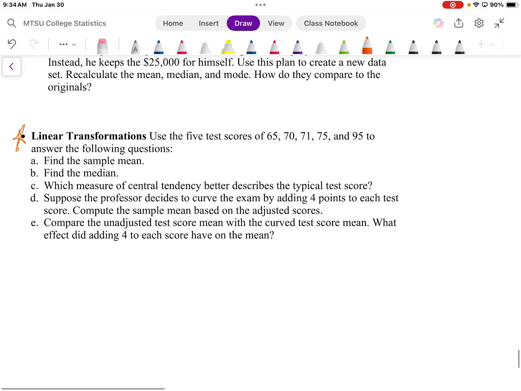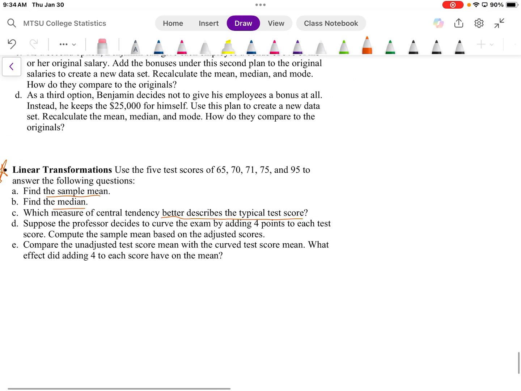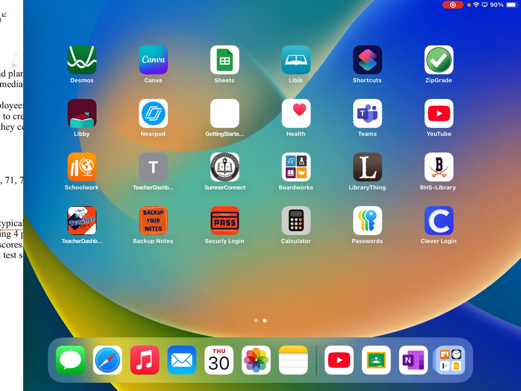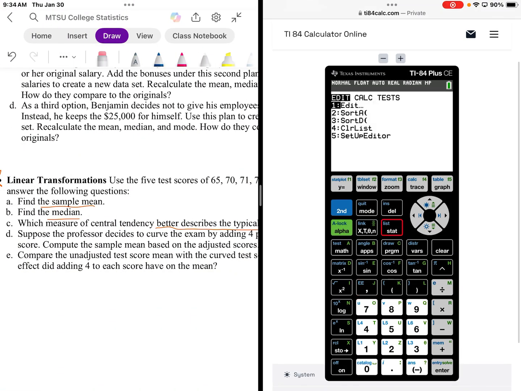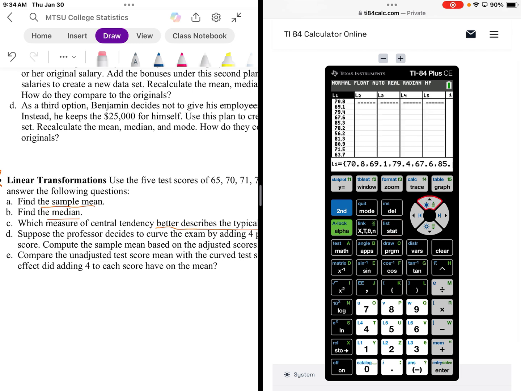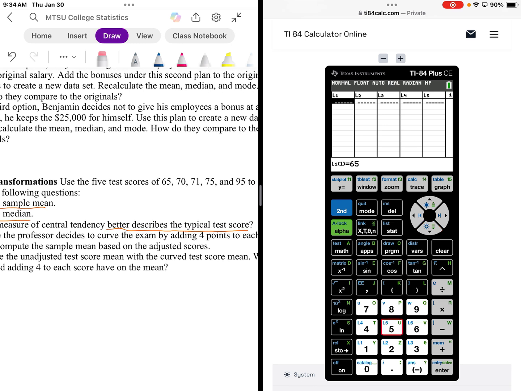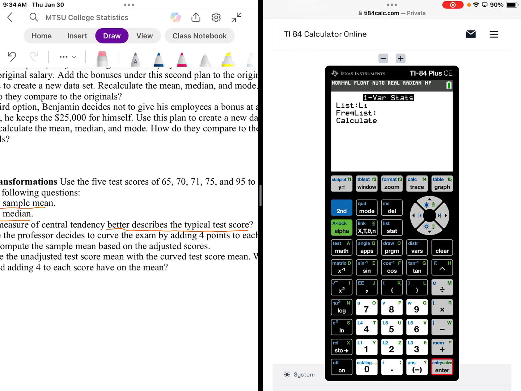It says use the 5 test scores, and then they want us to find the sample mean, then the median, and then which one is better to describe the typical test score. So let's go ahead and put that in our calculator. I've got my 5 numbers in there. Going to do my 1-var stat.